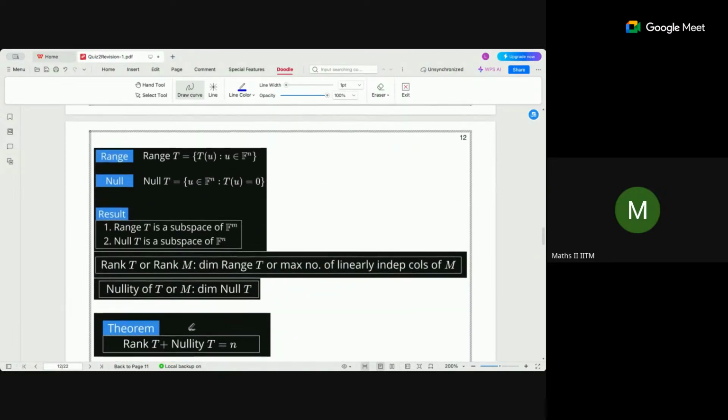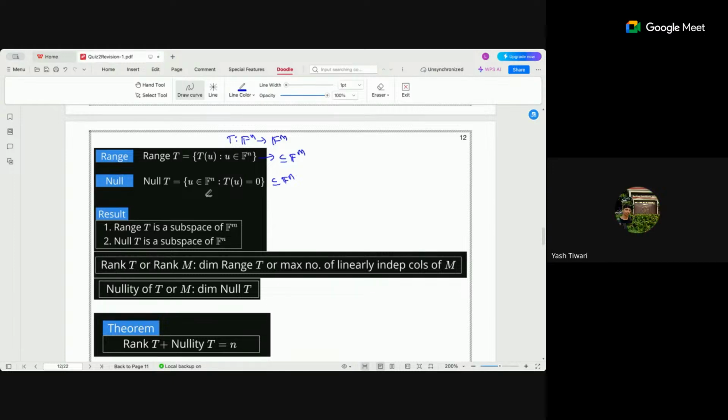The next topic is the range of T and the null space of T. If T is from Fn to Fm, then the range of T is a subset of Fm. And the null space of T is the set of all u in Fn such that T of u equals 0. So this is a subset of Fn. Both are subspaces, remember. To find the range or null space, do you need to look at the transformation, or is it enough to look at the matrix representation?